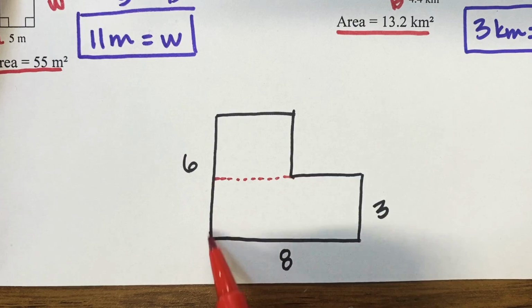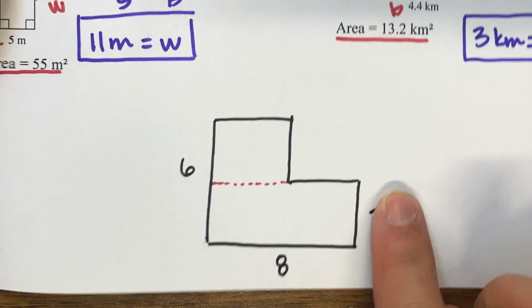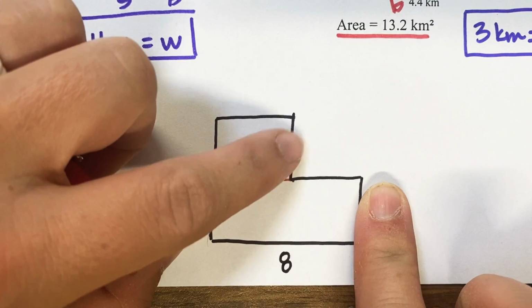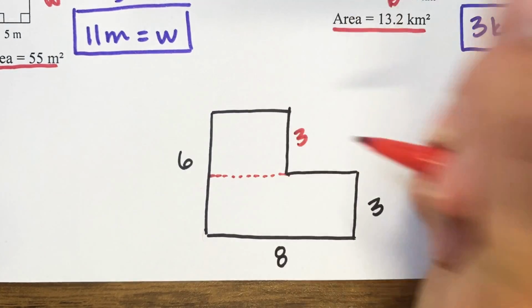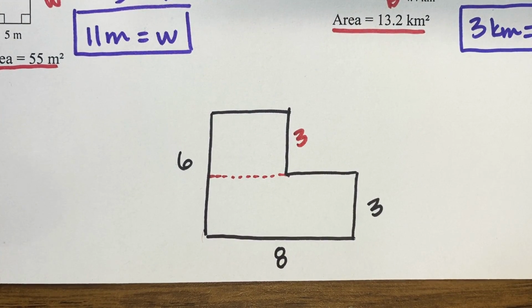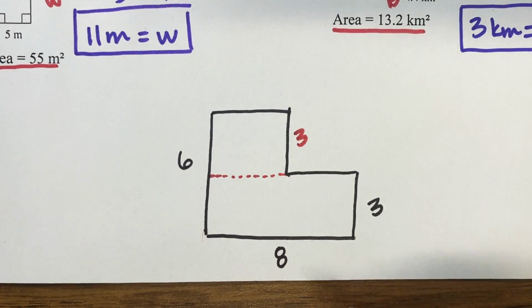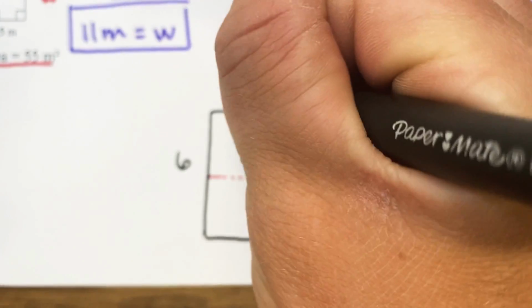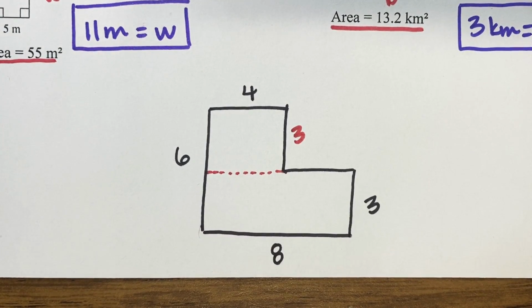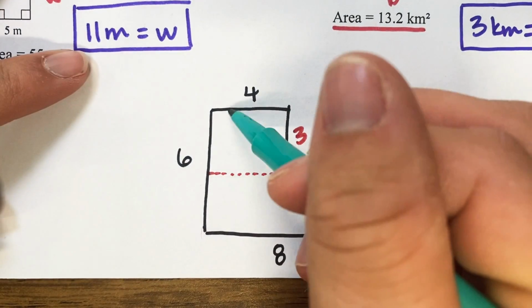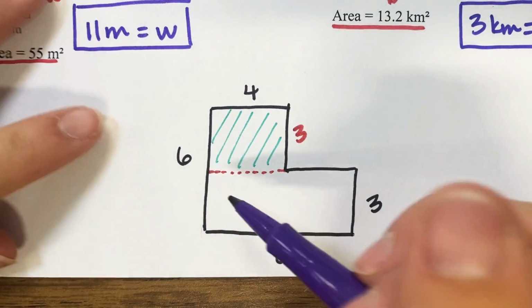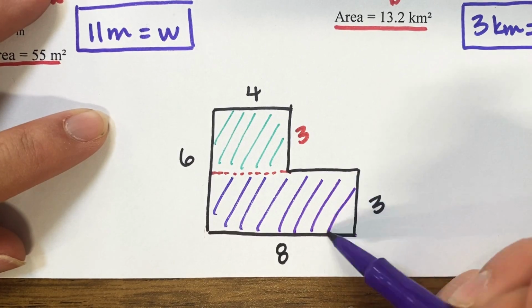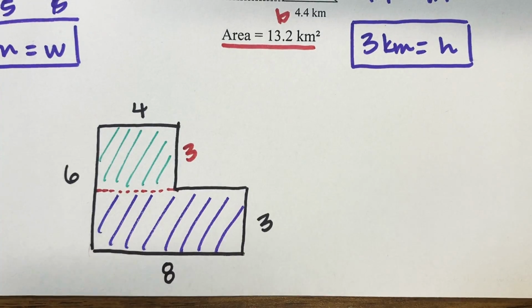Okay, so if this whole side is 6 and this side is 3, how much is this side right here? Because we're going to need that side. What is 6 minus 3? That is also going to be 3. Okay, and now I need to label this guy. Let's label this as 4. Okay. So now we can see that we have 2 shapes here. We have this green rectangle, and we have this purple rectangle. So let's find the area of the green one first.